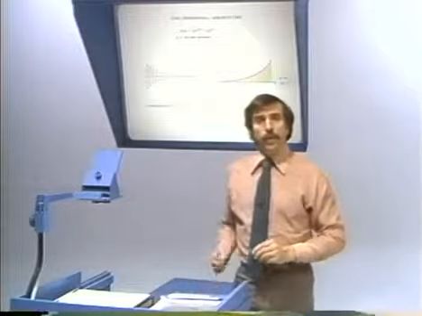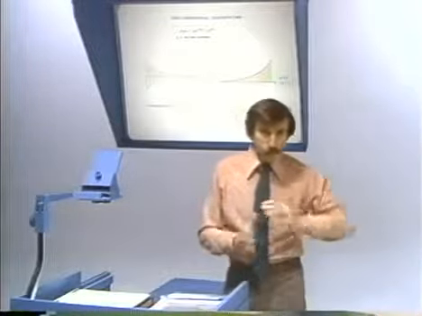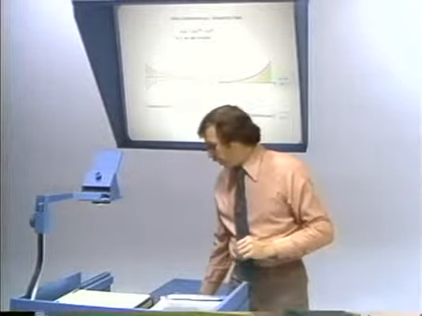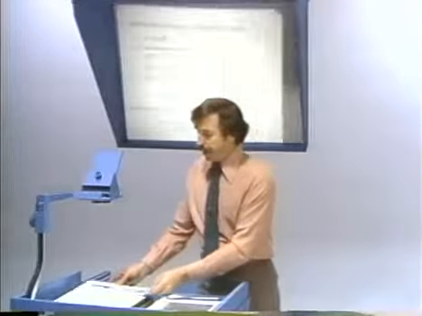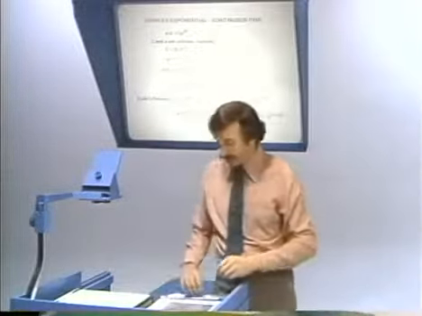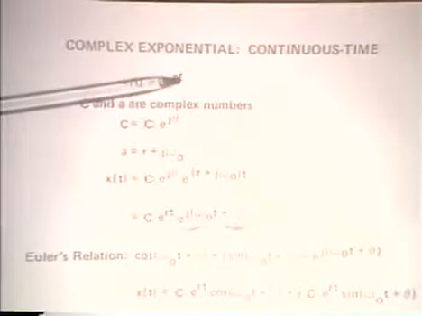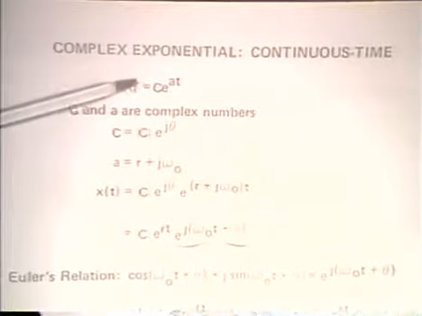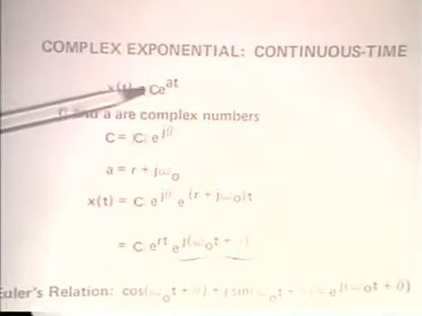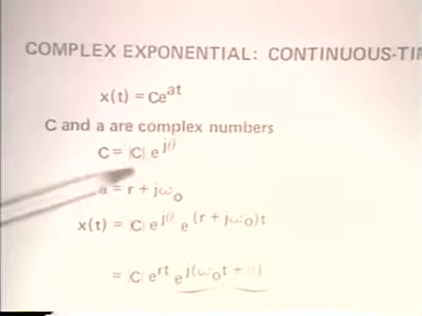Okay, now those are real exponentials, continuous time and discrete time. Now let's look at the continuous time complex exponential. And what I mean by a complex exponential, again, is an exponential of the form c e to the at, but in this case, we allow the parameters c and a to be complex numbers.